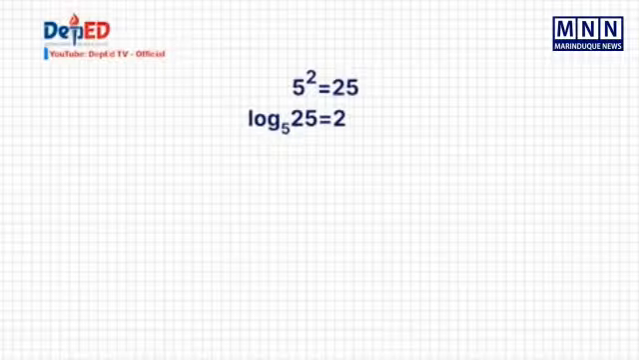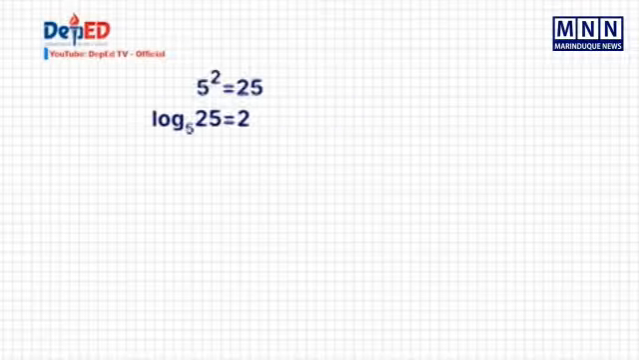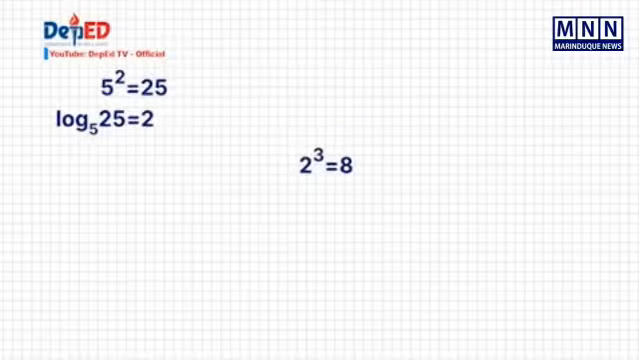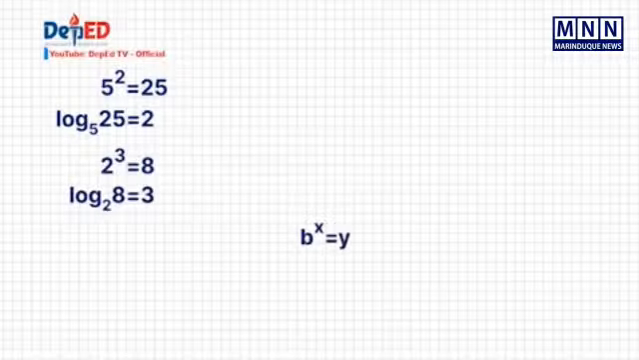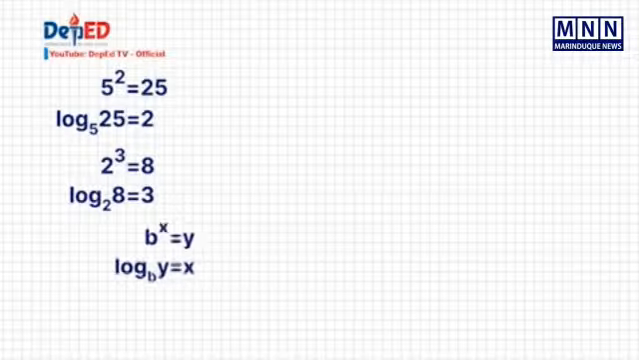Let us try the second example. We have 2 raised to 3 equals 8. How do we write this using logarithm? This is equal to the logarithm of 8 with the base 2 equals 3. How about this third example? This one can be expressed as the logarithm of y with the base p equals x.